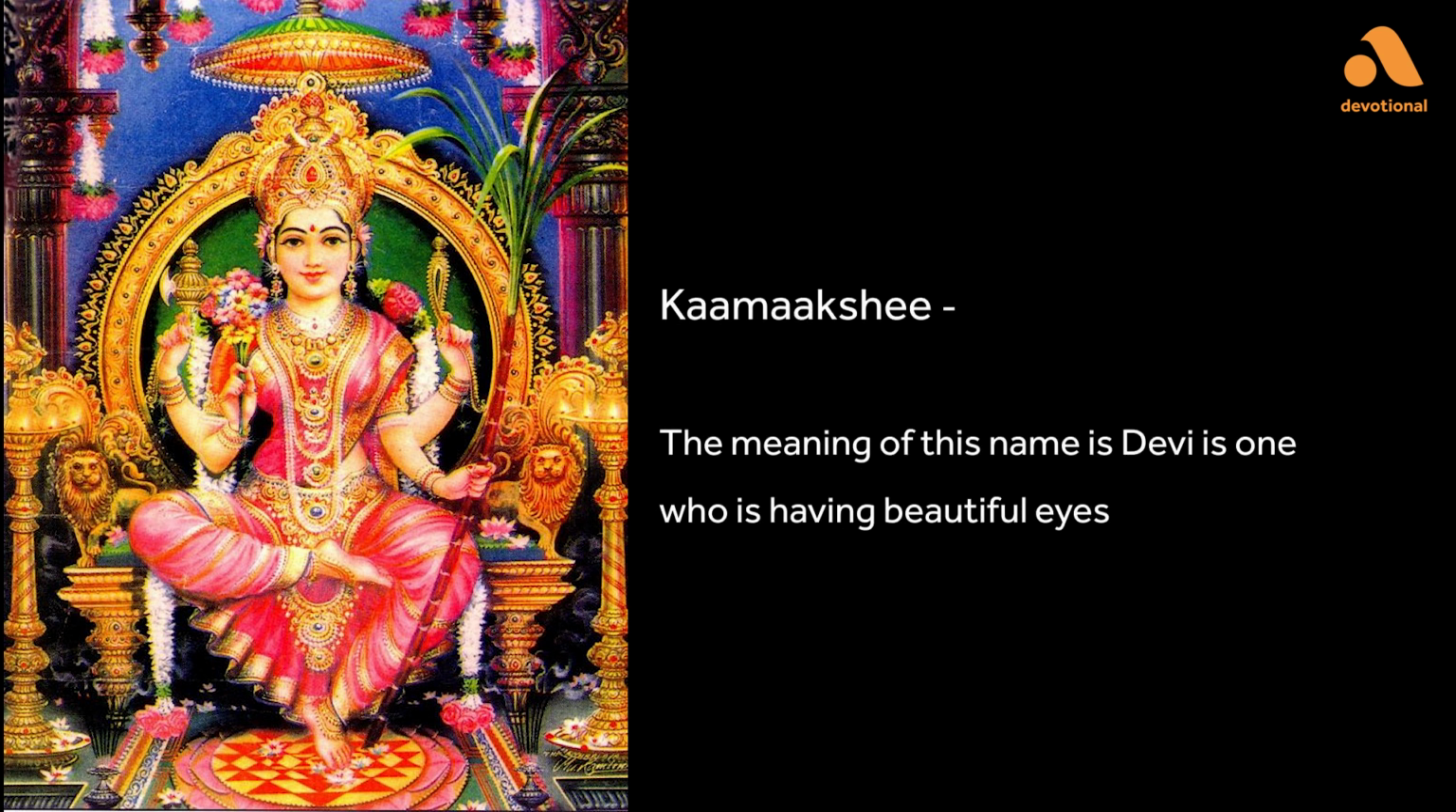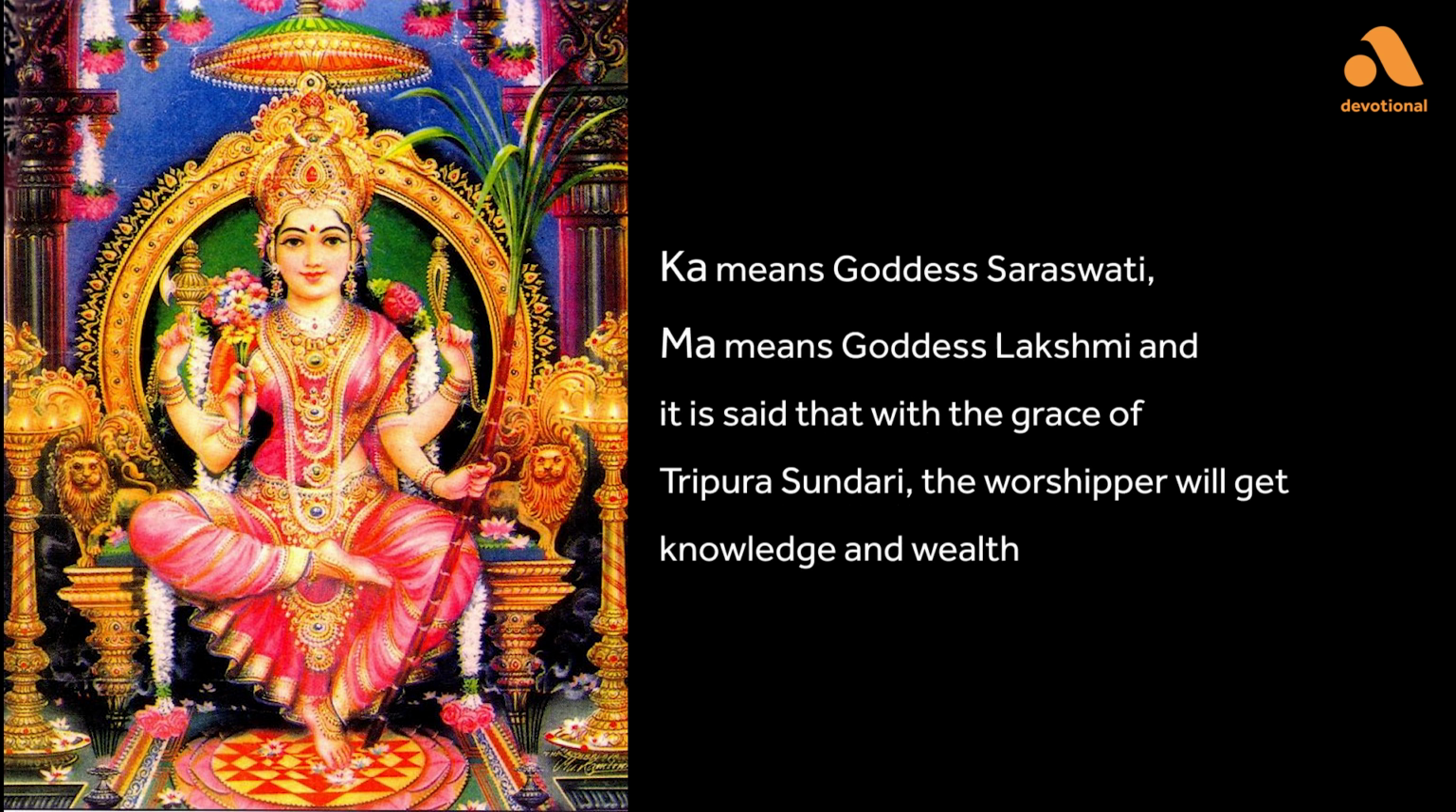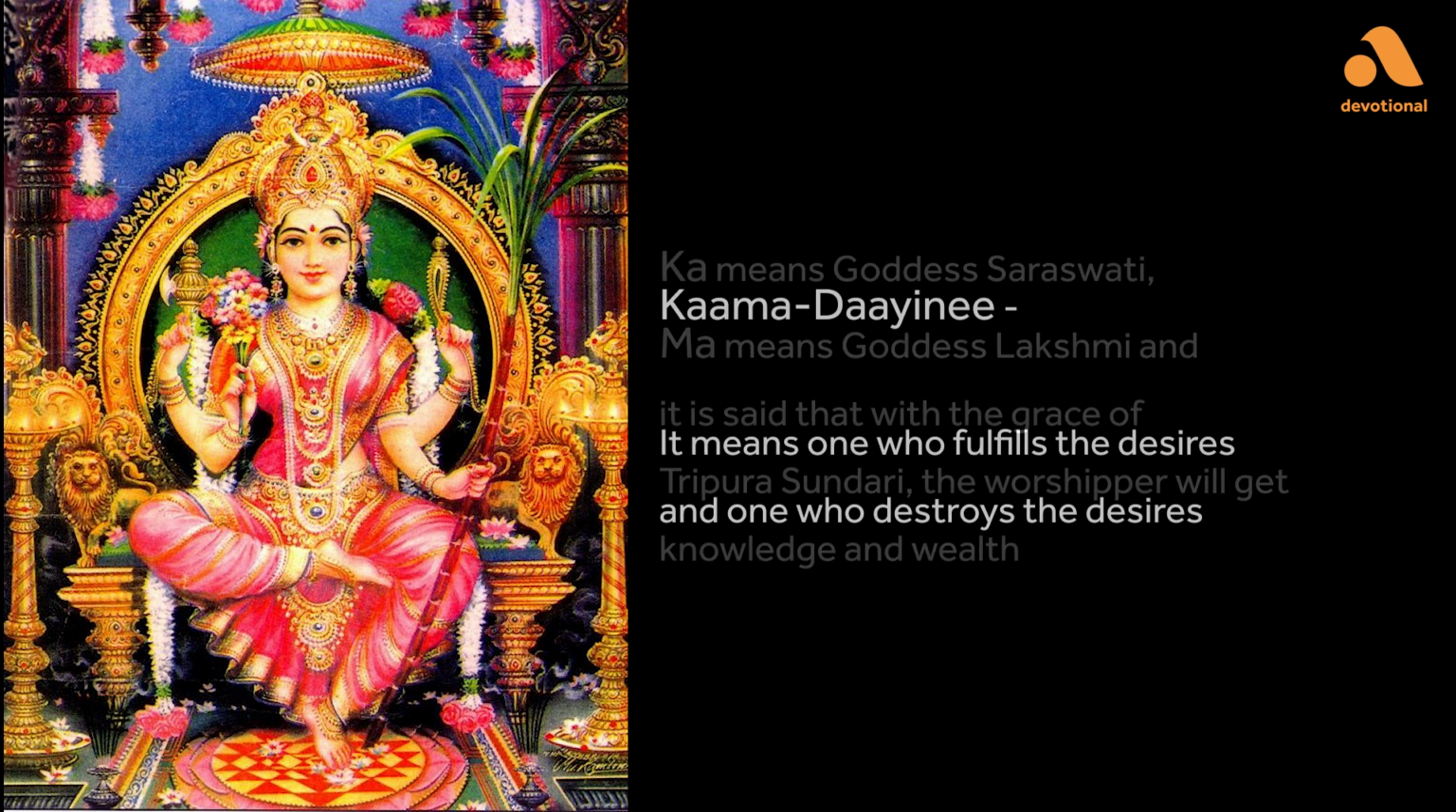Kamakshi. The meaning of this name is Devi is one who is having beautiful eyes. Ka means goddess Saraswati, Ma means goddess Lakshmi, and it is said that with the grace of Tripura Sundari, the worshipper will get knowledge and wealth.